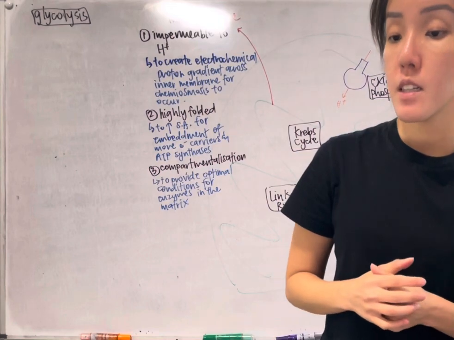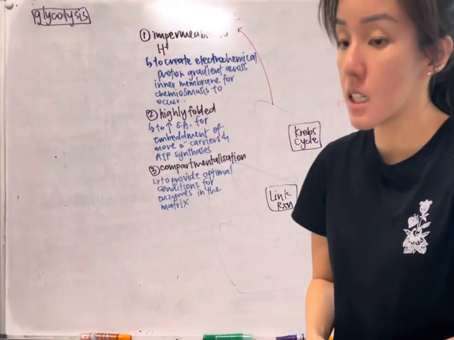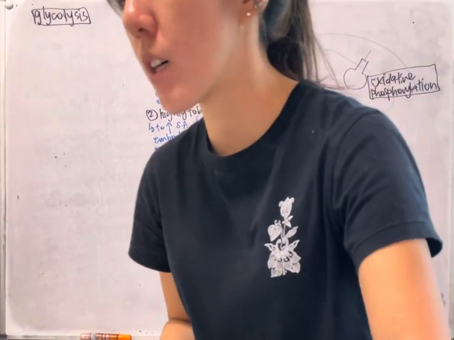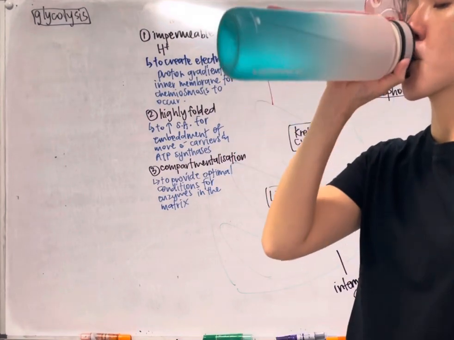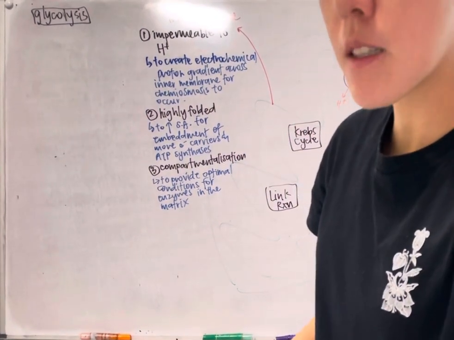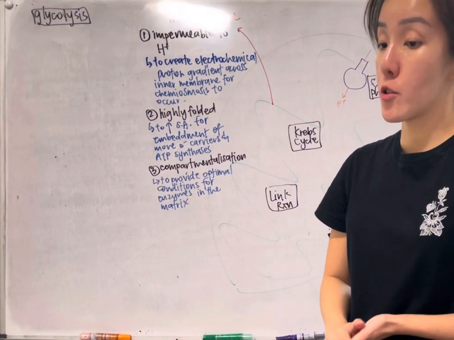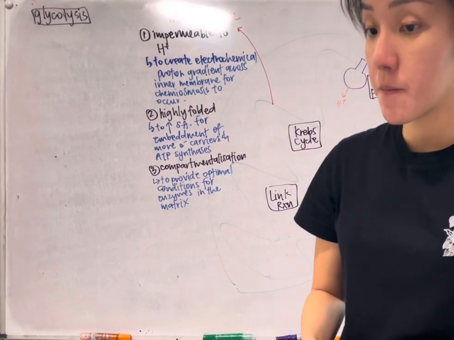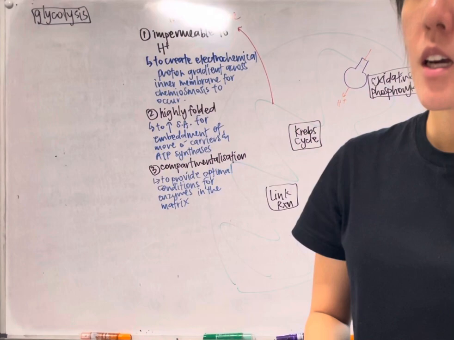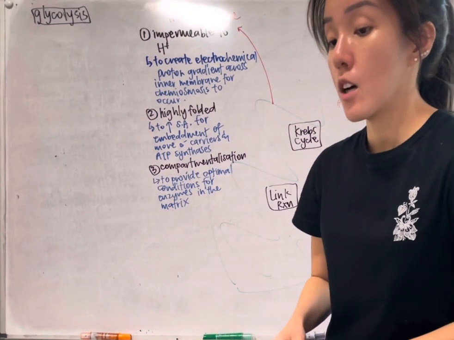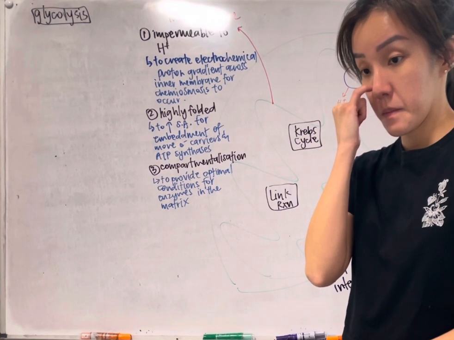Second bullet point, you write: where energy released during transfer of electrons down ETC is coupled to formation of proton gradient, which will be harnessed by ATP synthase to power chemiosmosis.